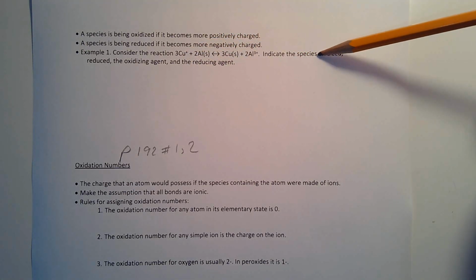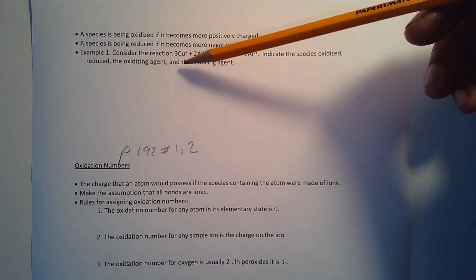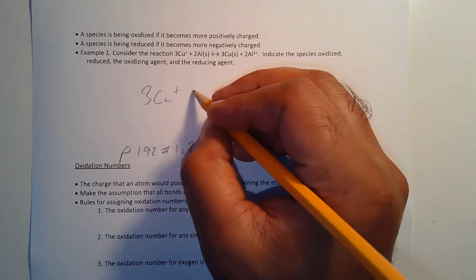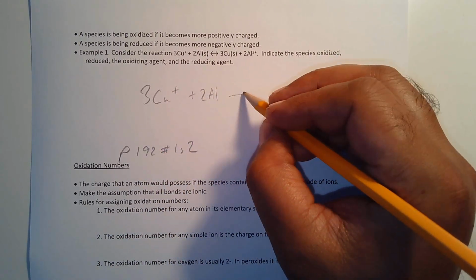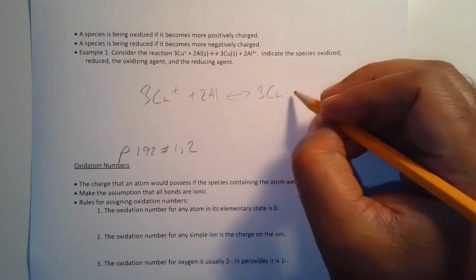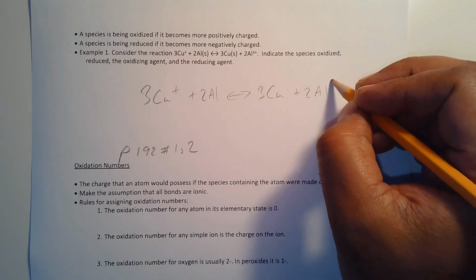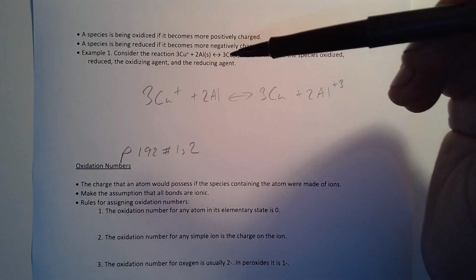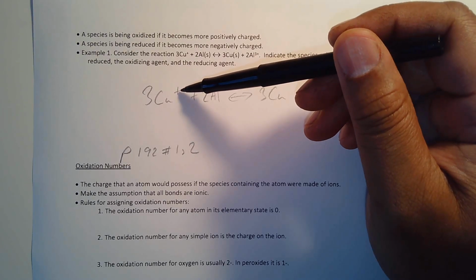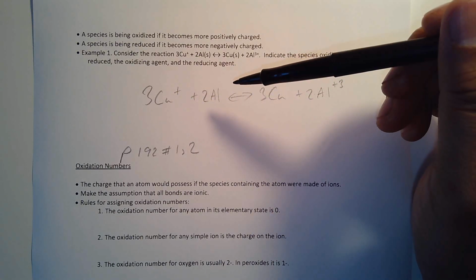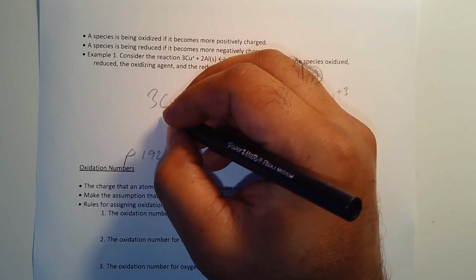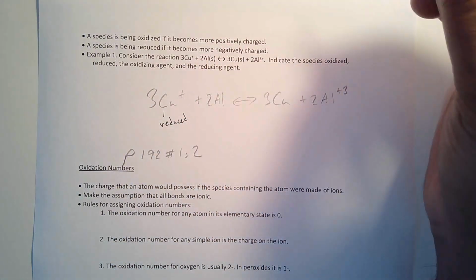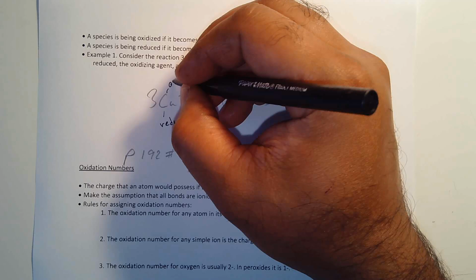All right, let's look at this reaction here. We want to indicate the species oxidized, reduced, the oxidizing agent, and the reducing agent. So just rewrite the reaction here. Let's look at what's going on with the copper. We've got positive charge and then 0 charge, which tells you the copper is picking up electrons. So this is being reduced, and because it's being reduced, it's also the oxidizing agent.